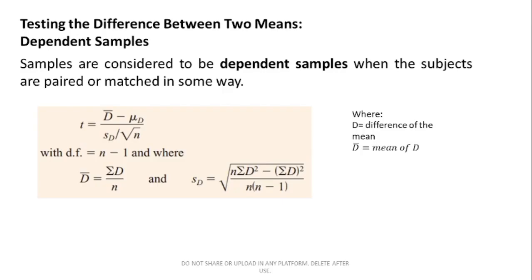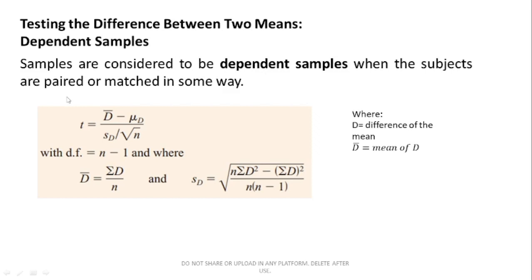Kanina, the t-test was used to compare two sample means when the samples were independent. This time naman, a different version of t-test will be explained. So this type naman, the samples are dependent rather. So kanina independent yung samples natin, ngayon naman dependent. So samples are considered to be dependent when the subjects are paired or matched in some ways.